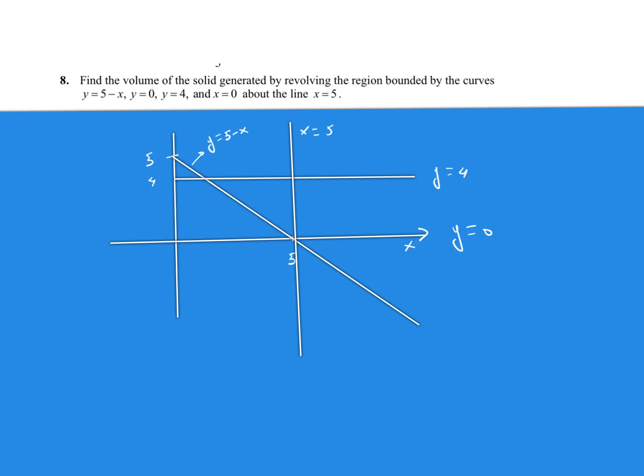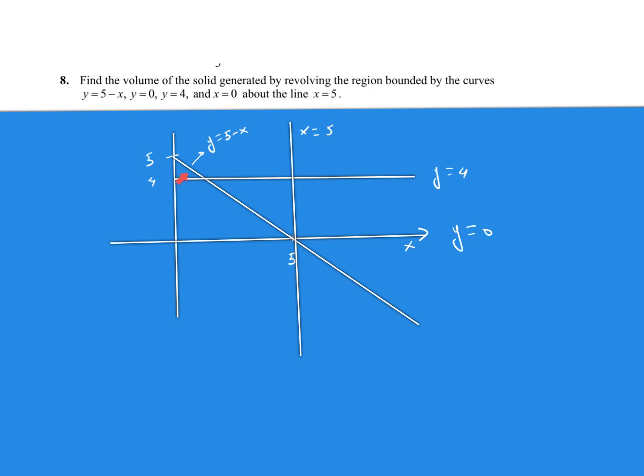So this problem says find the volume of the solid generated by revolving the region bounded by the curves y equals 5 minus x. This is the straight line that has slope minus 1; when x equals 0, y equals 5, and when y equals 0, x equals 5. So this is the straight line. The other line is the horizontal line y equals 0, the x-axis.